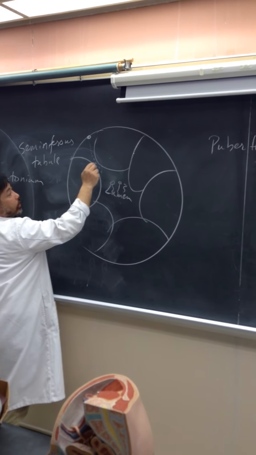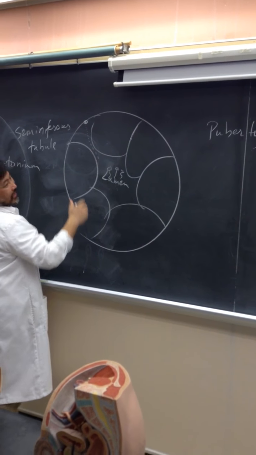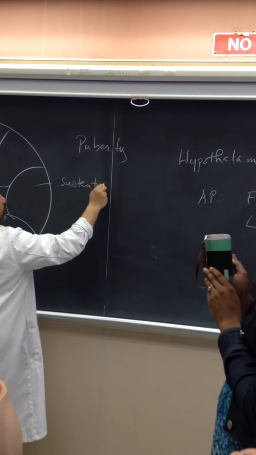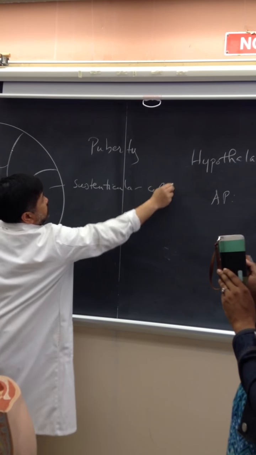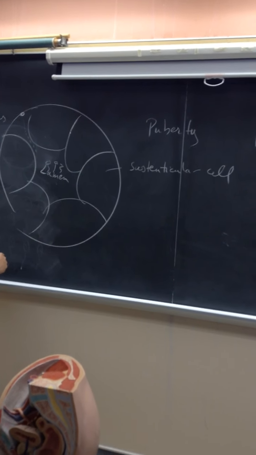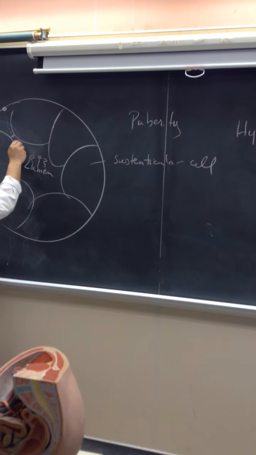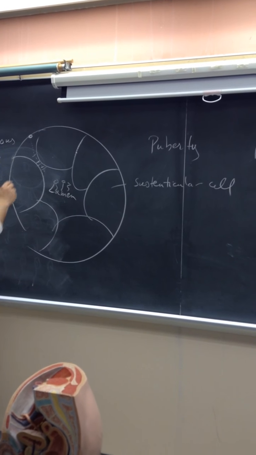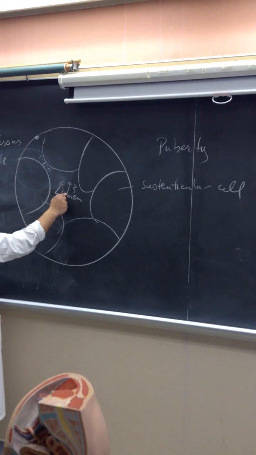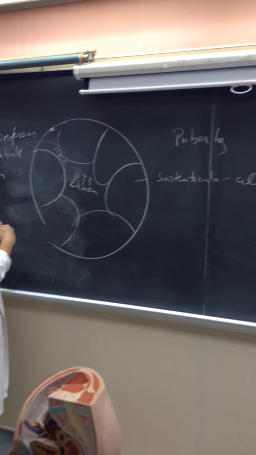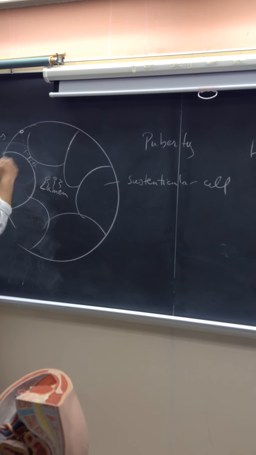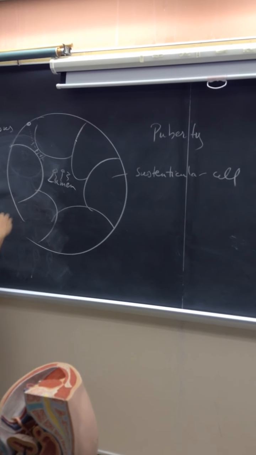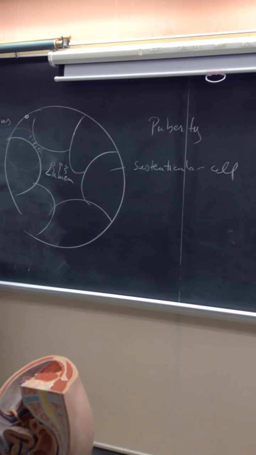These are your sustentacular cells that you find in the seminiferous tubule. What they do is maintain the blood-testis barrier. They attach so that the sperm is never exposed to the body. If the sperm is exposed to the blood, the male could reject the sperm because the sperm is foreign, if you will.